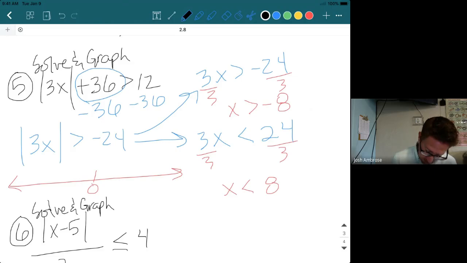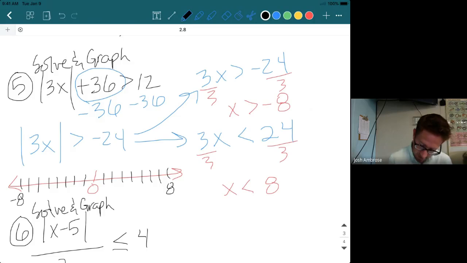Okay. All right, 1, 2, 3, 4, 5, 6, 7, 8. Same thing here, 1, 2, 3, 4, 5, 6, 7, 8, negative 8. All right, we have x is greater than negative 8. So we're here going to the right. X is less than, we're here going to the left.